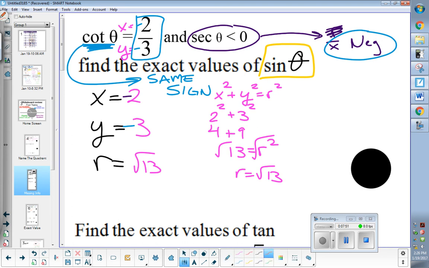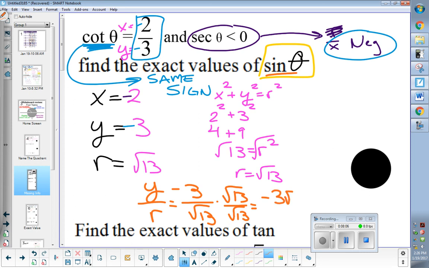Once I've done that, then I'm going to find sine. So sine is y over r. My y is negative 3. My r is radical 13. I don't like radical on bottom, so I'm going to multiply top and bottom by radical 13. My final answer is negative 3 radical 13 all over 13. Questions there?